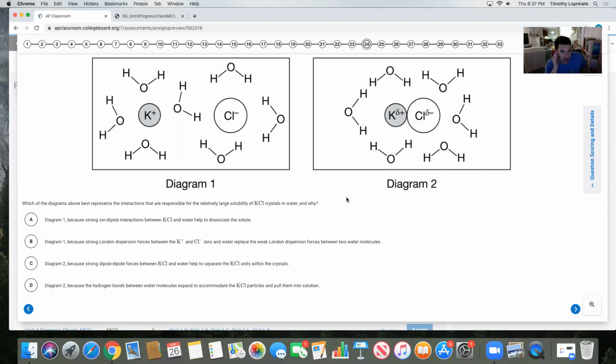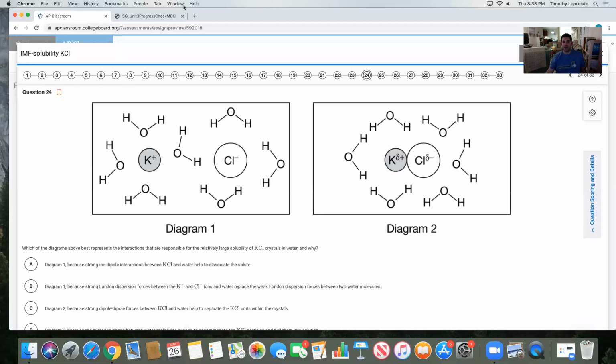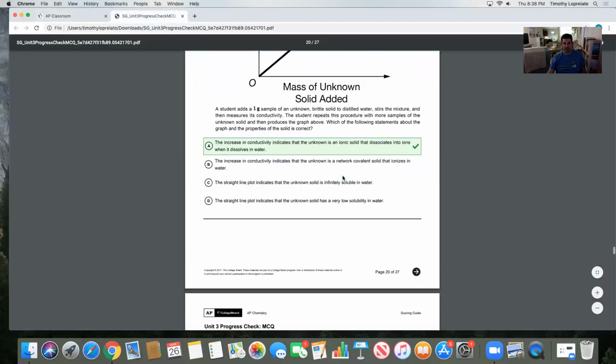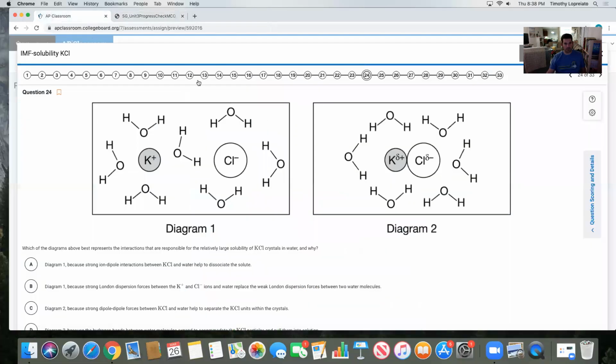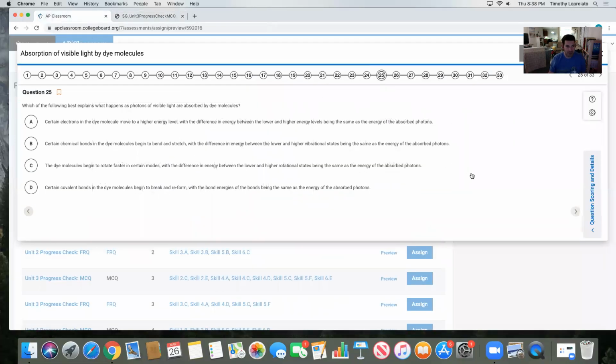All right, diagram 1, because strong ion dipole interactions between KCl and water help to dissociate the solute. Sounds good. Diagram 1, because strong London dispersion forces. Nope, I'm going with choice A. All right. Question 24, choice A. Wahoo!